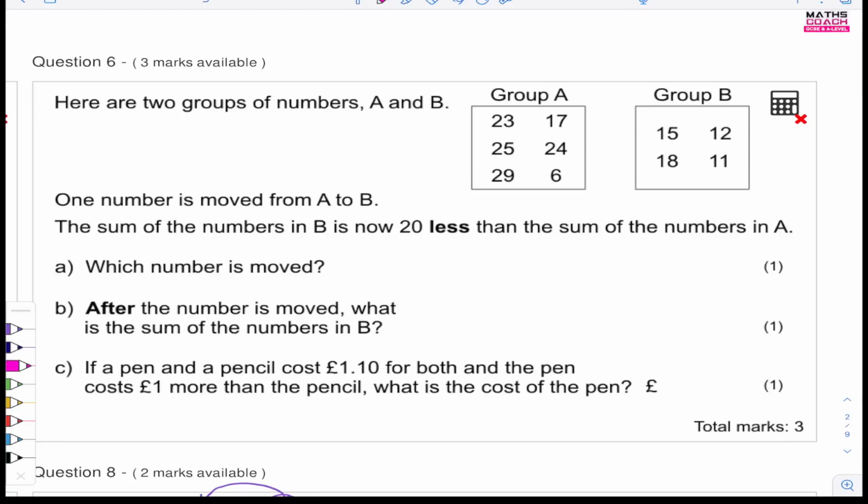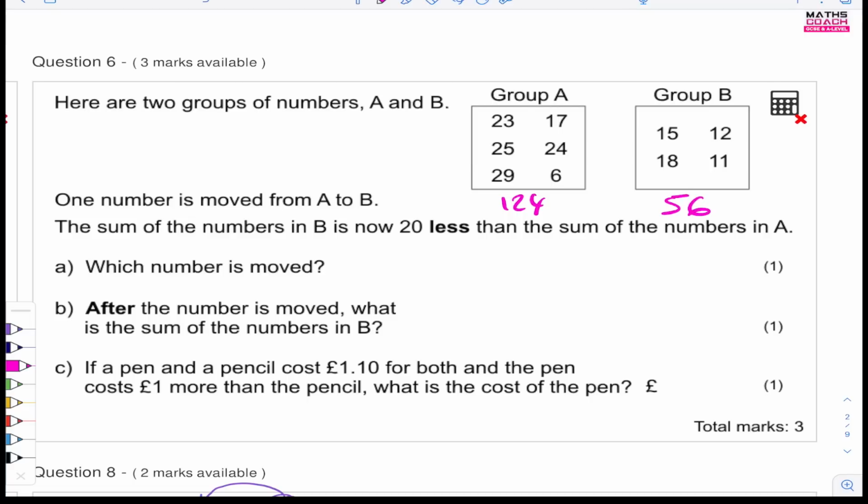Question 6. Here are 2 groups of numbers A and B. One number is moved from A to B. The sum of the numbers in B is now 20 less than the sum of the numbers in A. Which number is moved? So if we add up everything in group A currently, what do we get? So 23 plus 17 plus 25 plus 24 plus 29 plus 6. So currently it's 124 in there, and let's do the same for group B. So 15 plus 12 plus 18 plus 11, and that gives us 56.